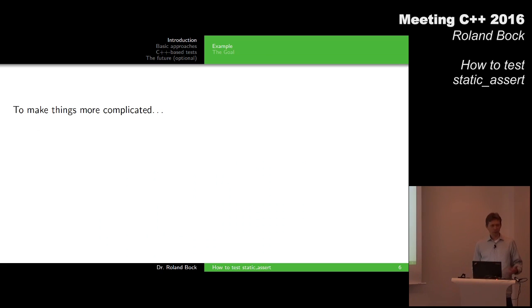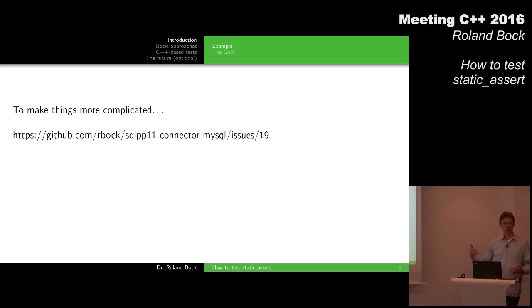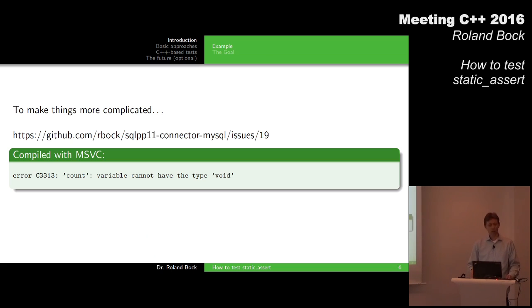Then I received an issue for one of the connector libraries of SQL++ 11. It was earlier this year, which said that if you compile the same code with MSVC, you will get just this error message. It's the only thing that you get. It just says, well, a variable cannot have the type void. Okay, I mean, that's true. But it is extremely unhelpful.